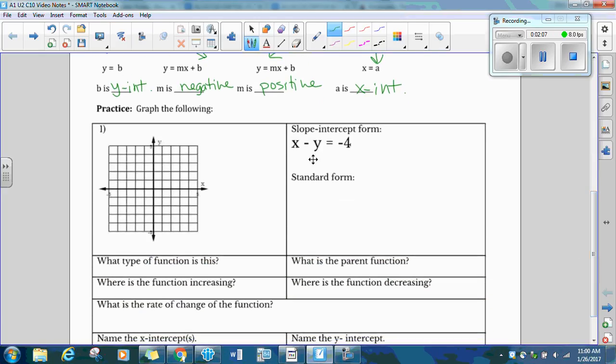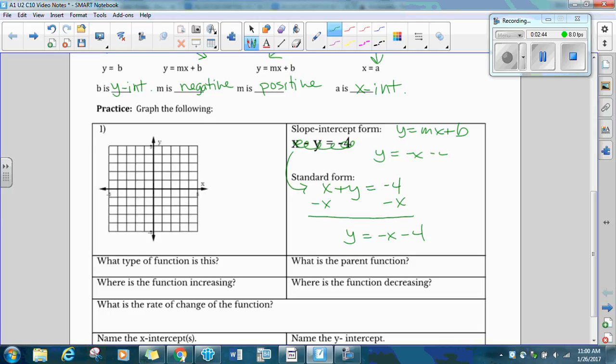So we have some practice. We are given an equation, which should be written down here in standard form: x plus y equals -4. And we're going to write it in slope-intercept form. In order to write it in slope-intercept form, remember I want it in the form of y equals mx plus b. So it's like our literal equations. We're going to solve for y. So subtract x from both sides, and I get y equals -x minus 4. So that's actually my slope-intercept form.